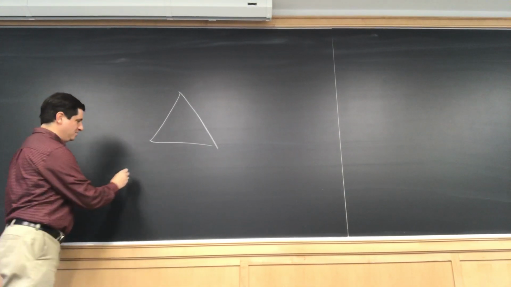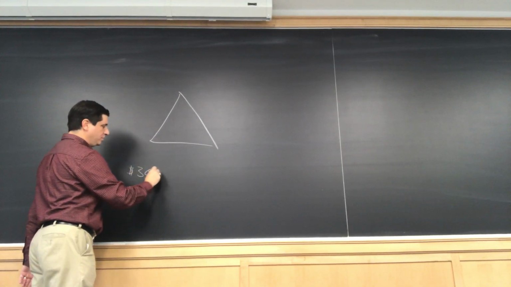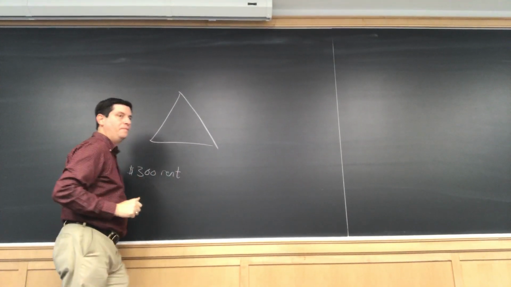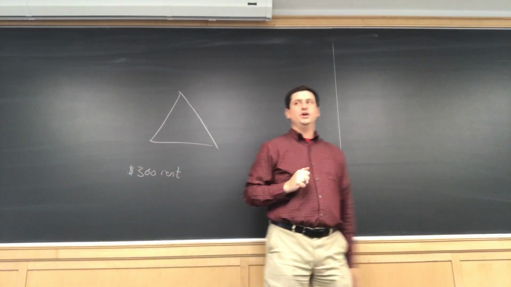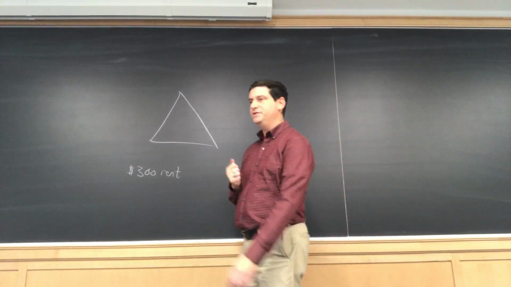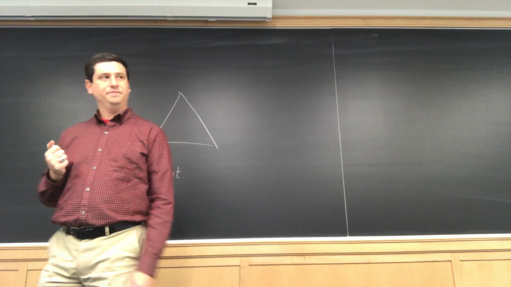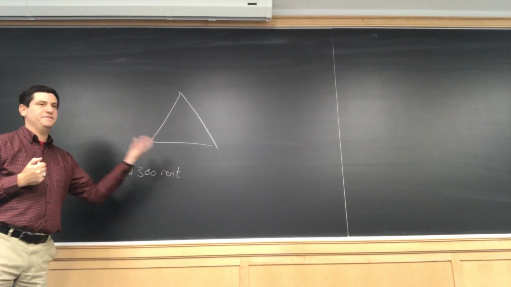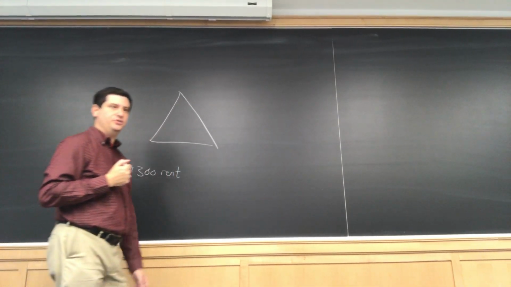So we have $300 in rent, and we have 3 different rooms. So each person has to get a room. Each person is going to have a different preference of how much they like the room. How can you make up for the fact that somebody might be getting a room that's not as good?